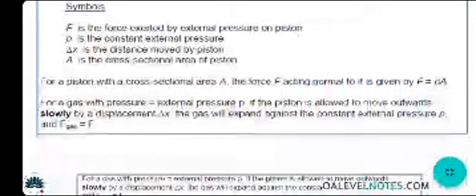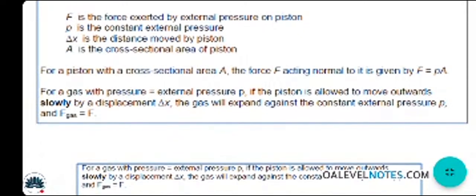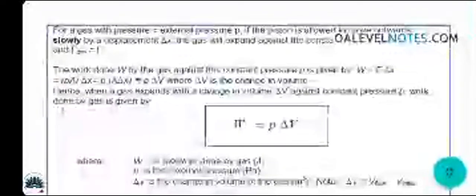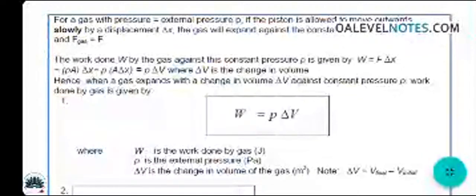For a gas with pressure equal to external pressure P, if the piston is allowed to move outward slowly by the displacement delta x, the gas will expand against the constant external pressure P, and the force of gas is equal to the force of external pressure. Understand? Okay, we have done this. The work done W by the gas against this constant pressure P is given by W is equal to F delta x, where F is force and delta x is change in displacement.